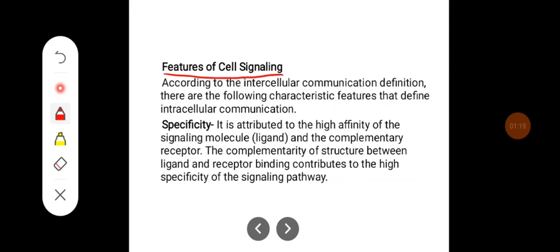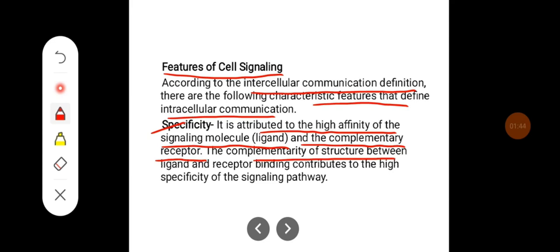Features of cell signaling. According to the intercellular communication definition, there are the following characteristic features that define intercellular communication. That is specificity. It is attributed to the high affinity of the signaling molecule, that is the ligand, and the complementary receptor. The complementarity of the structure between the ligand and the receptor binding contributes to the high specificity of the signaling pathway.